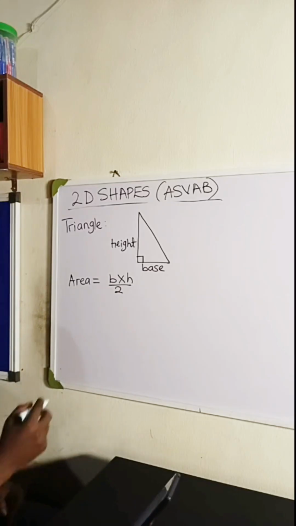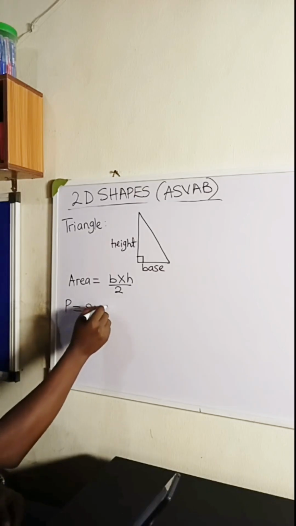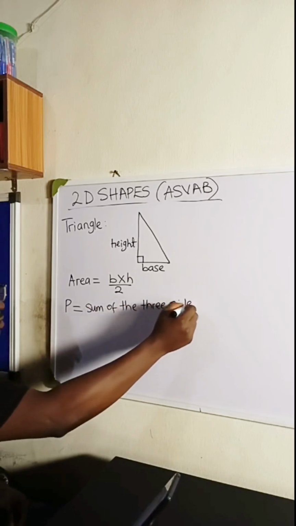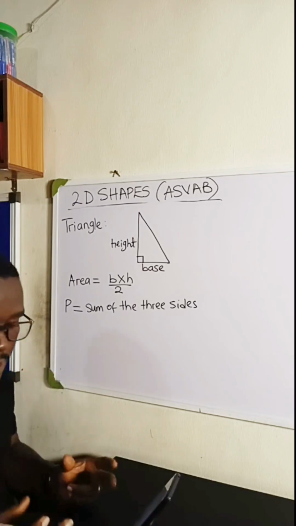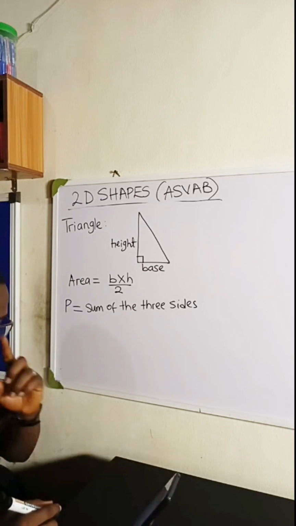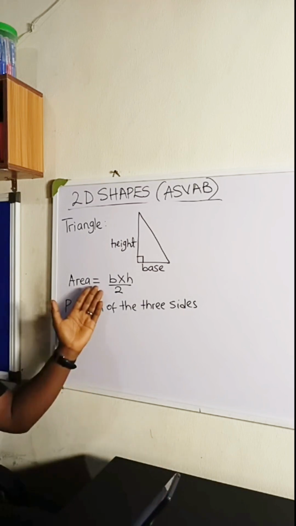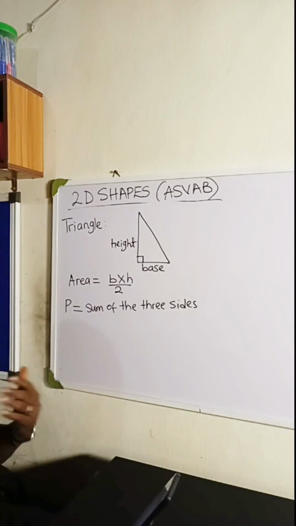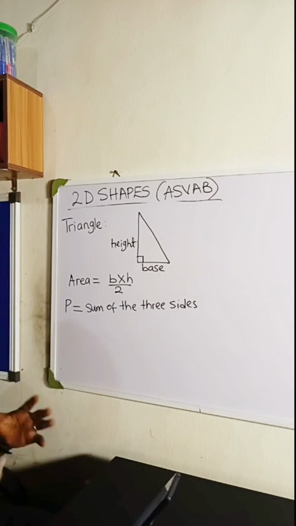The perimeter of a triangle is simply the sum of the three sides. So if you are told to calculate the perimeter of a triangle, all you need to do is check the three sides and then add them together. That gives you the perimeter of the triangle. Solving the area of a triangle is relatively easy. You're given the height and the base, you multiply them and divide by 2. But for this lesson, let's focus on the perimeter of a triangle.